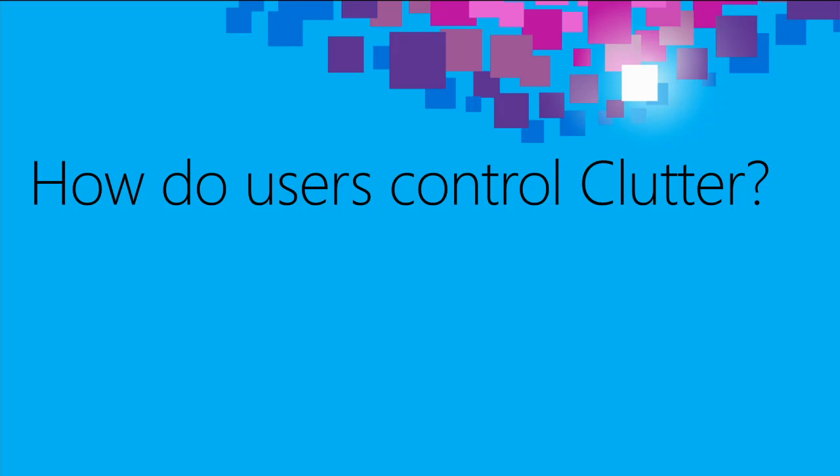So how do users control Clutter? Clutter is something that's very personal, and users should have full control over it. It calculates all of these things personally. How do you tell the system as a user what is clutter? How do you tell it what's not clutter? And how do you turn the classification on and off?